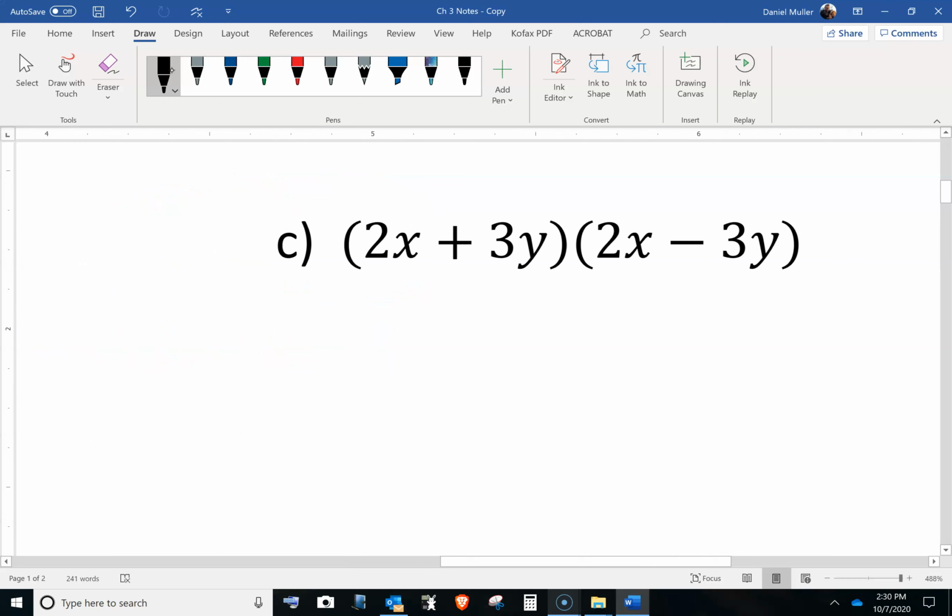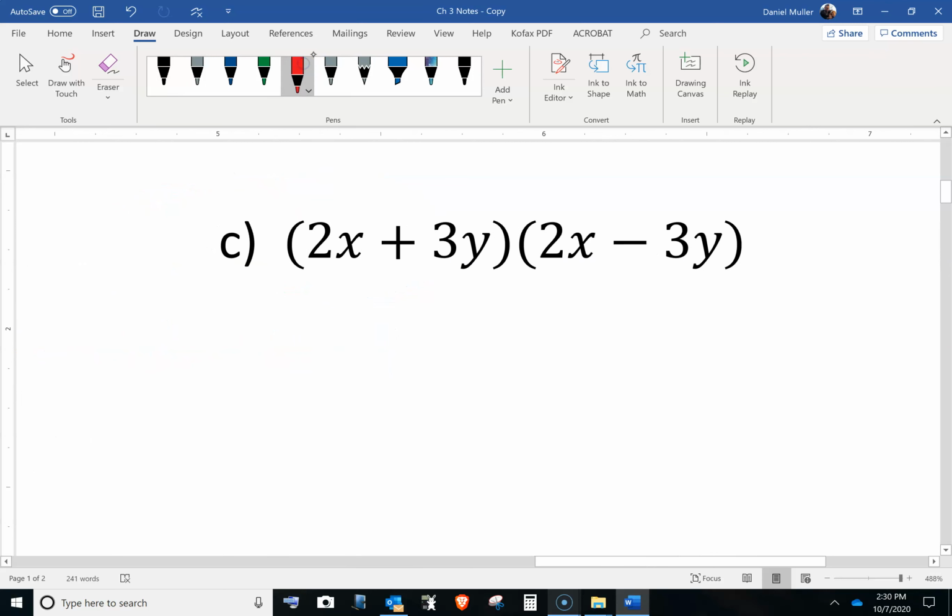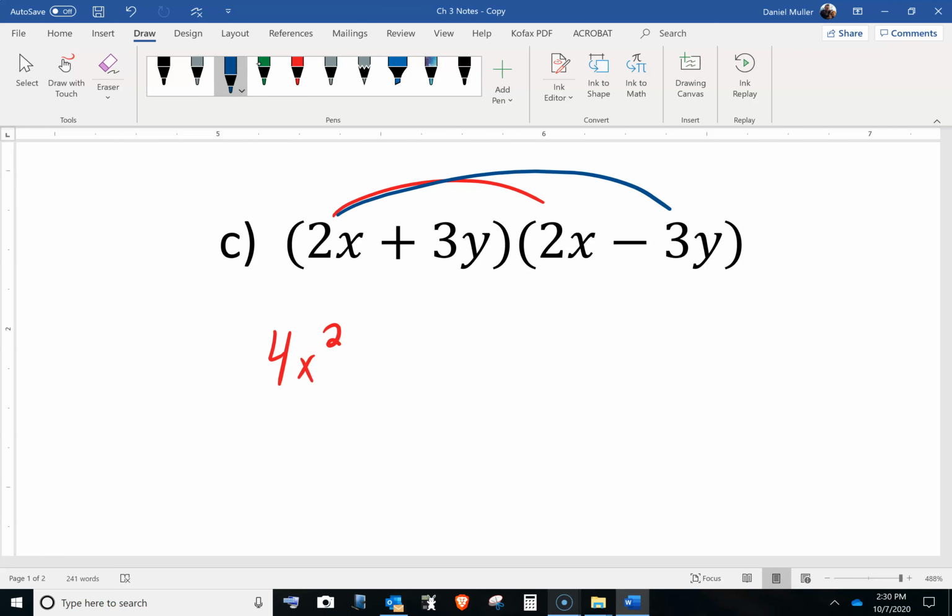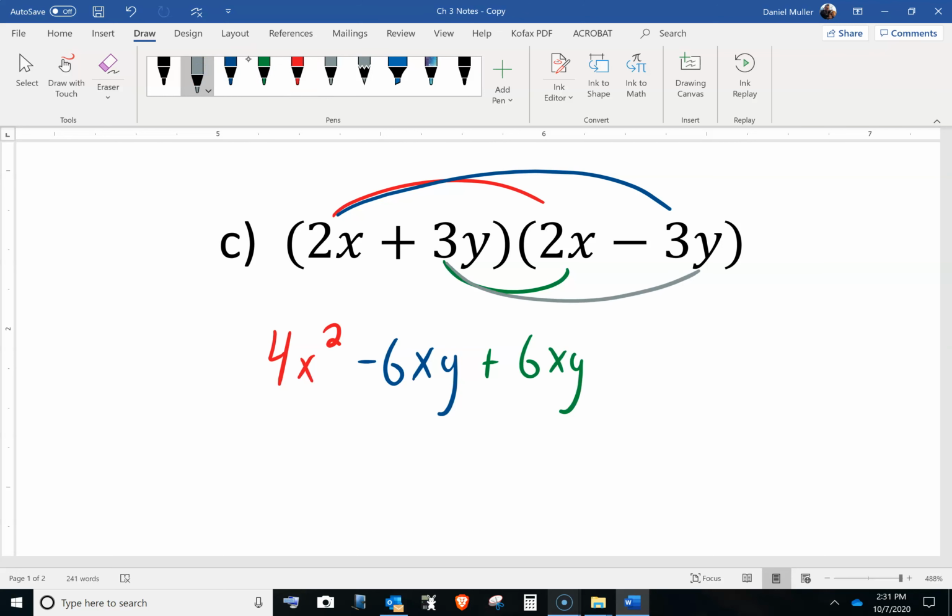Okay, let's try another one here. 2x times 2x is going to be a 4, and x and x is x squared. 2x times negative 3y, so 2 times 3 is negative 6, and there's an x and a y. And then here, 3 times 2 is also a 6, but positive, and there's an x and a y. And lastly, 3 times negative 3 is a negative 9, and then there's 2 y's, so a y squared.